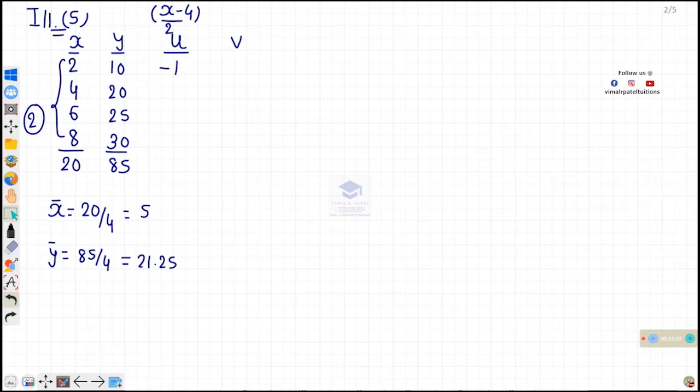So that will be minus 1. Then 4 minus 4 divided by 2, 0. 6 minus 4 divided by 2, 1. And 8 minus 4 divided by 2, that is 2. Then for y also, I can subtract 20. Here also, each value is divisible by 5. So I will divide the resultant figure by 5. 10 minus 20, that is minus 10 divided by 5. Then 20 minus 20 divided by 5. 25 minus 20 divided by 5. And 30 minus 20 divided by 5.